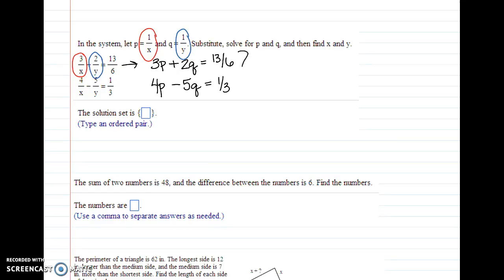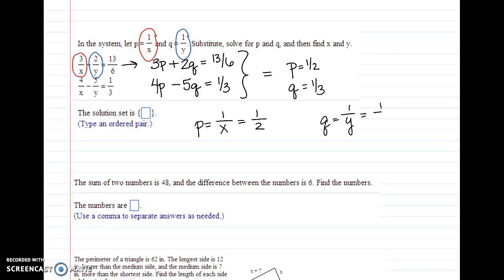Okay, if I put this system into Polysmelt, I get P equals 1/2 and Q equals 1/3, which is a perfectly lovely answer, but I didn't start with P and Q. I don't care what P and Q are, I care what x and y are. So let's regroup. P, remember, was 1/x, and we're saying that's 1/2. And Q was 1/y, and we're saying that that's 1/3. Okay, so that means that x equals 2, y equals 3. So my ordered pair solution would be 2, 3.